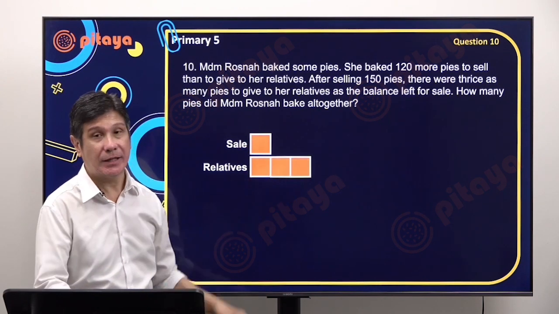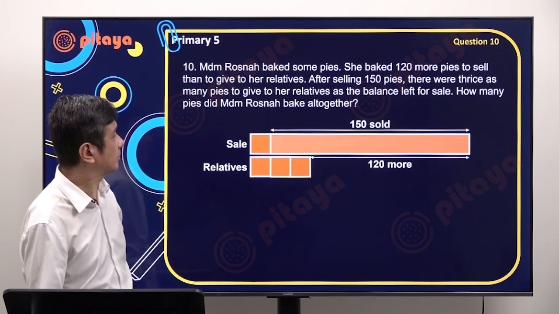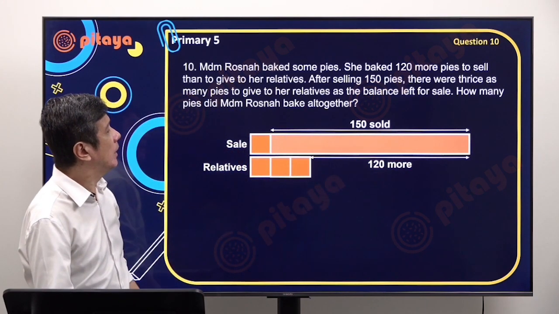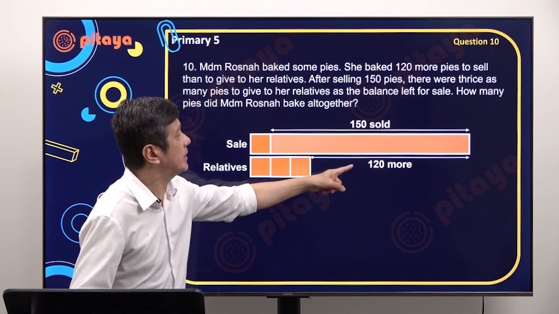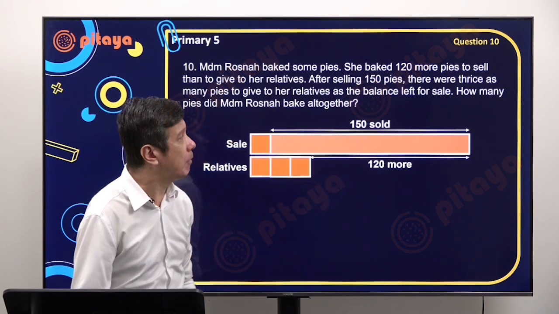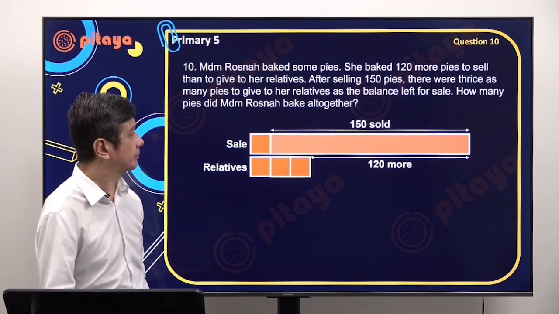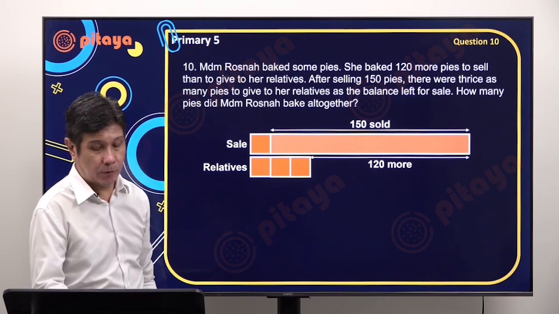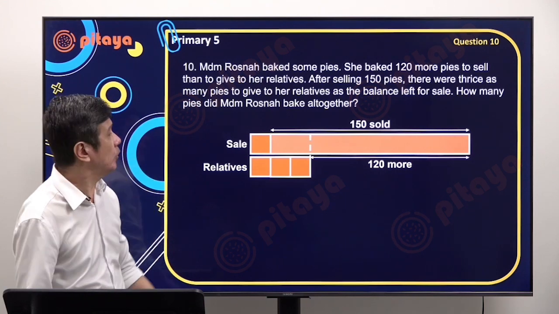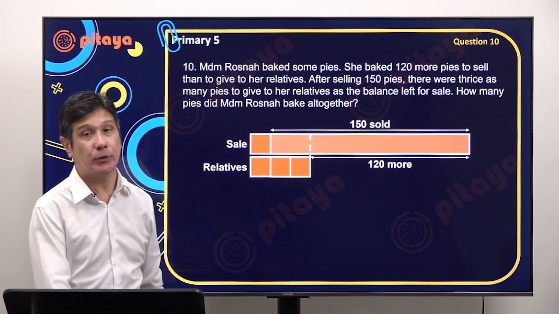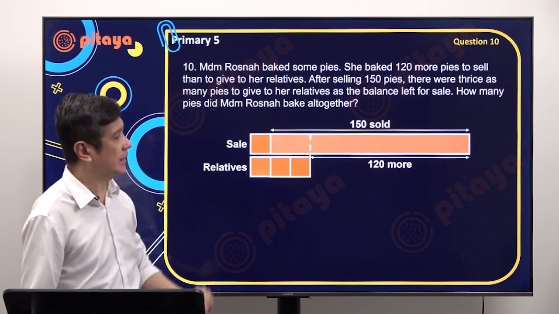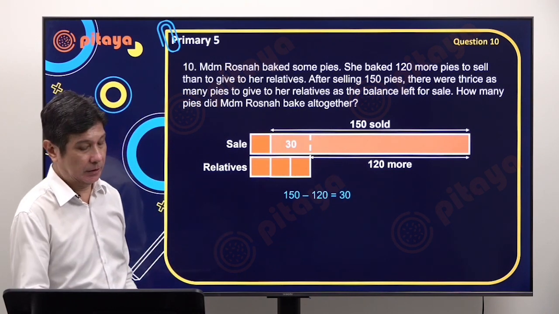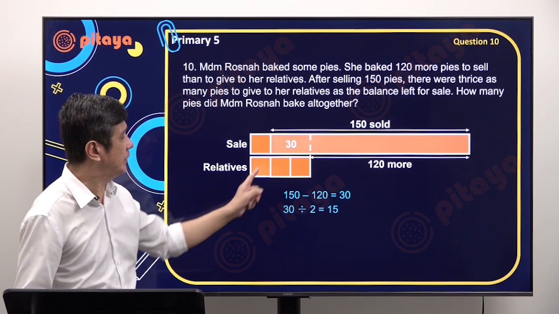So I'm going to add back the 150 pies. When you add back the 150 pies that were sold, we are now able to put in the other part where it tells you she baked 120 more to sell than to give. Alright? So if that's the case, I'm going to take 150 minus 120. That will give me 30 over here. You can divide by 2 to get you 15.